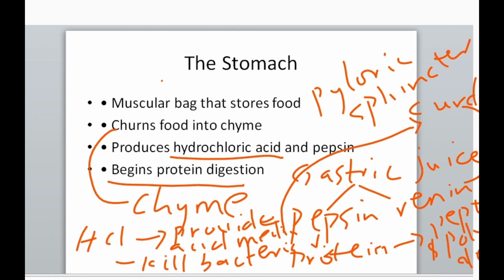Note that digestion of protein starts in the stomach. The food stays in the stomach for 2 to 3 hours and then moves to the first part of the small intestine called the duodenum. So these are the basic things that happen in the stomach during the course of digestion.